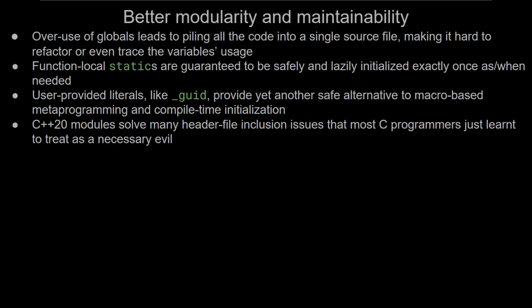In C, I see quite often in embedded code the absolute abuse of globals to track the state of things around, which leads to a monolithic design with a single file that includes everything there is. So let's go through a few ways of how C++ handles that and helps with maintainability and modularity.